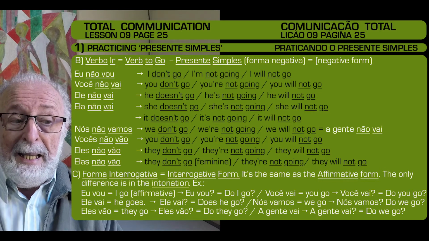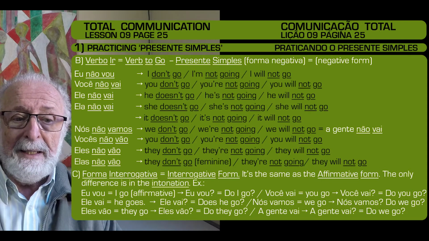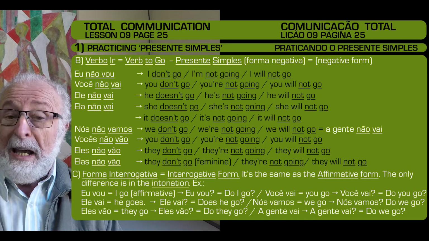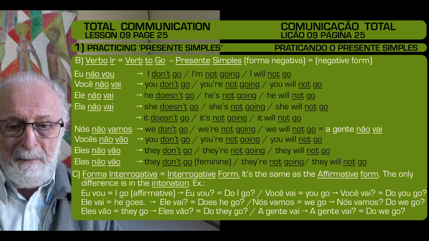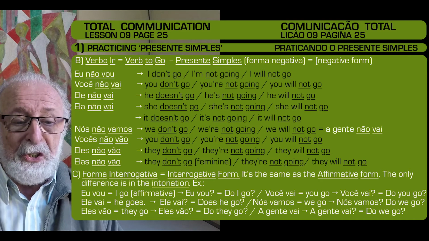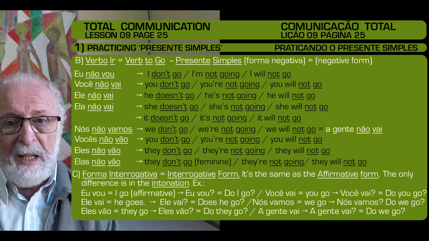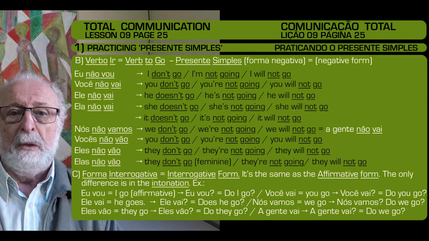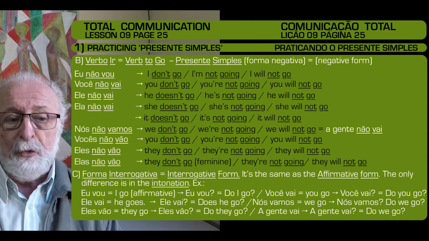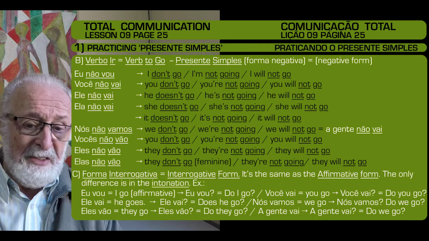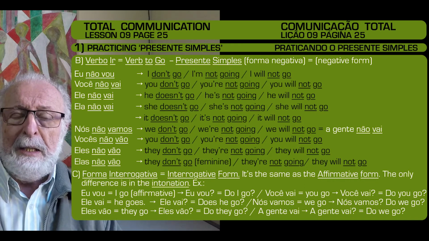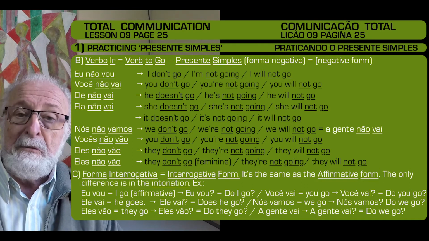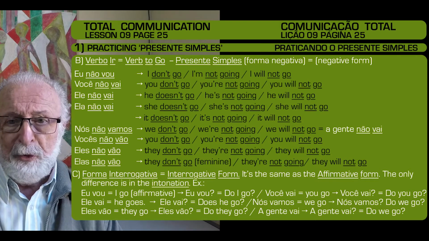Ele não vai. He doesn't go. Or he's not going. Or he will not go. Okay? Ela não vai. She doesn't go. She's not going. She will not go. Okay? And neutral, it doesn't go. It's not going. It will not go. Or ele or ela. You can use one of them. Ele for masculine, ela for feminine.